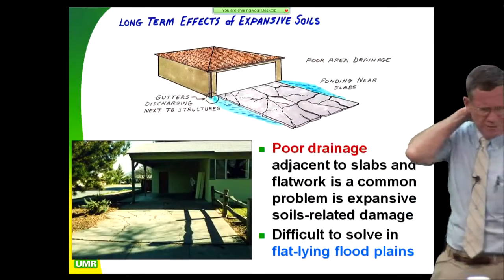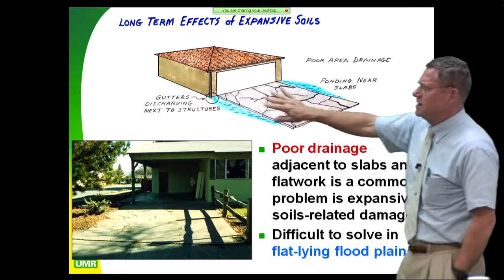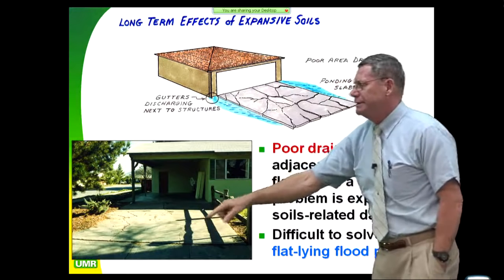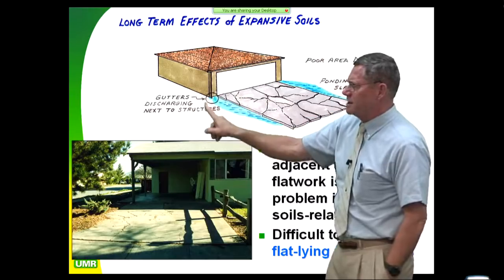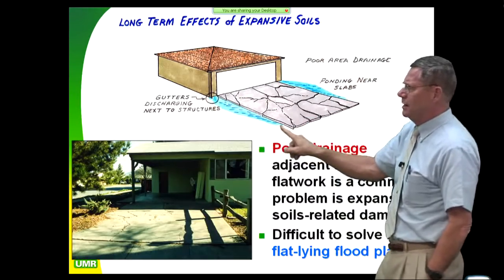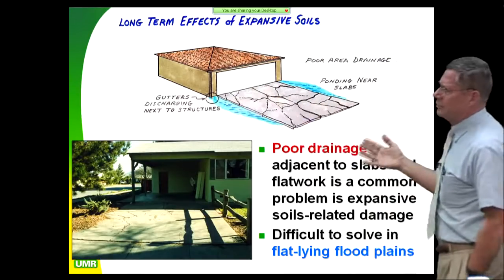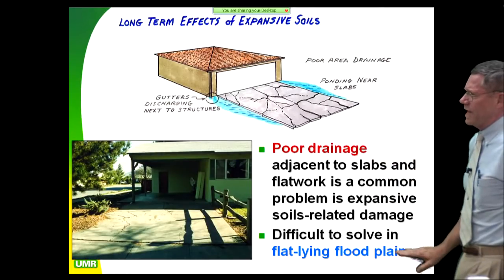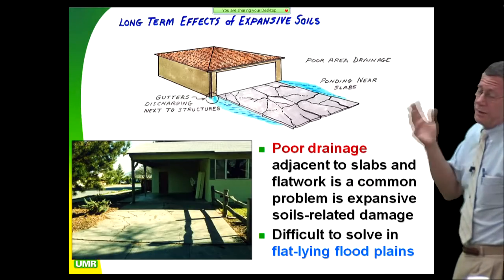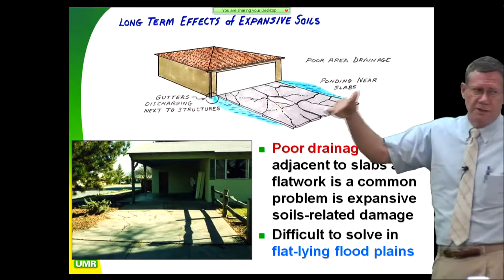What are some of the long-term effects? Typically, you'll see unreinforced flatwork just busting up like this, like in the picture. What you usually also see is poor drainage. You'll see downspouts coming down and water just ponding along here. If water's going to pond next to anything that's structural, you're going to be in for big problems. Poor drainage is very common in flat-lying floodplains, so down in the river valleys this is always a big issue. In fact, in a lot of river valleys, you have reverse slopes coming off the natural levees of the rivers.